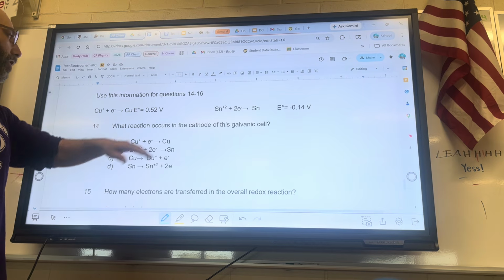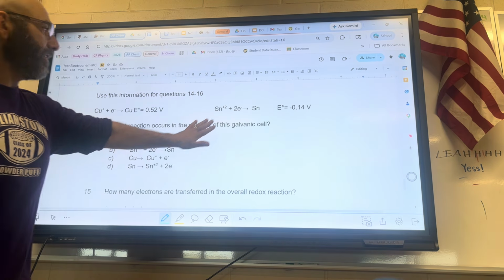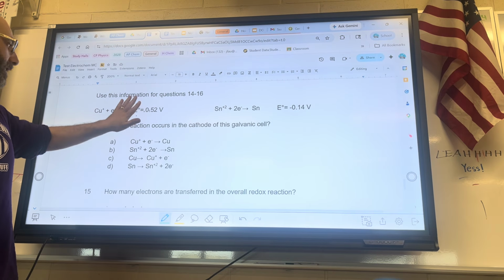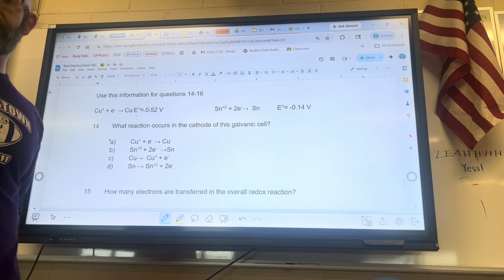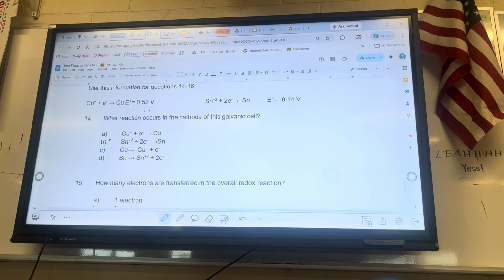All right, so what occurs at the cathode? If we look at our two numbers here, this thing is positive, this thing is negative, this wants to be reduced, this wants to be oxidized. Here's your reaction that's going to occur at the cathode. 14 is A.